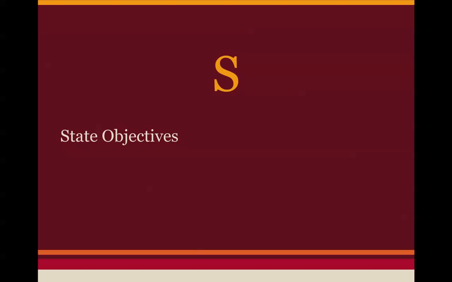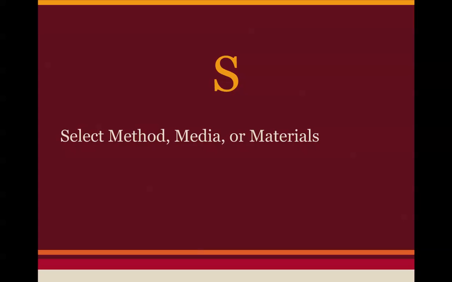The second step requires the educator to state the objectives. This is a statement that describes what the learner will learn as a result of this instruction. During the third step, the educator needs to select methods, media, and materials.